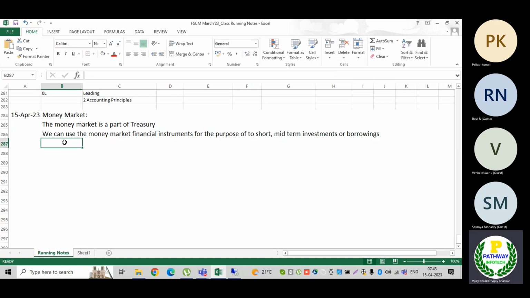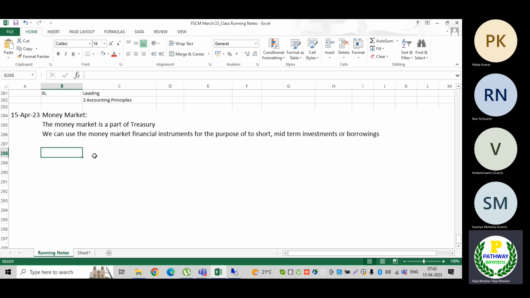So that means the money market instruments can be used for short and mid-term investments or else for borrowing purposes. If you have excess funds, then you can go for investment. If you have deficit funds, then you can go for borrowings. It depends on your business requirement. Then you need to do the configuration of the product in the system. So this is the overview of the purpose of the money market.